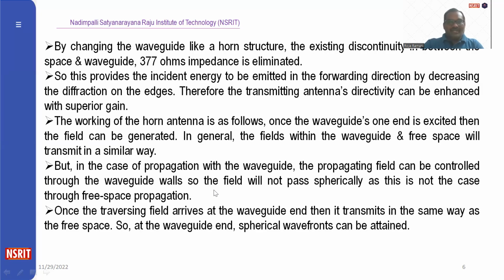Once the traveling field arrives at the waveguide end, it transmits in the same way as in free space. So at the waveguide end, spherical waveforms can be obtained. So in the horn antenna, the plane wavefront is converted into a spherical wavefront. That is an important point to notice.